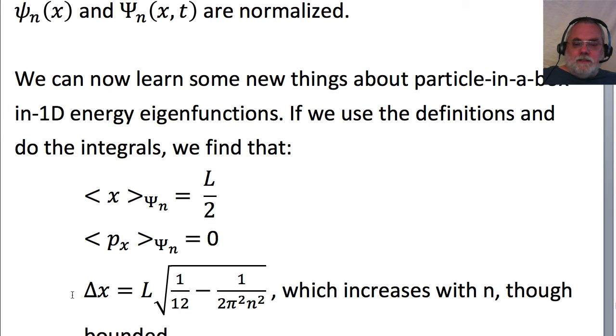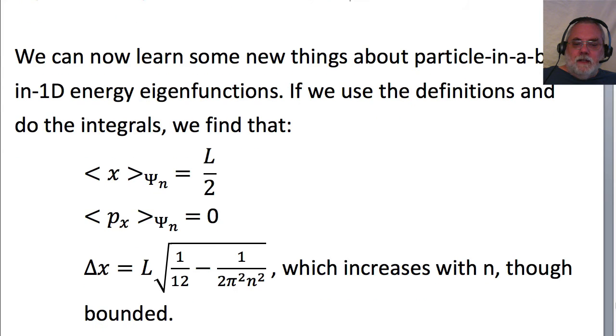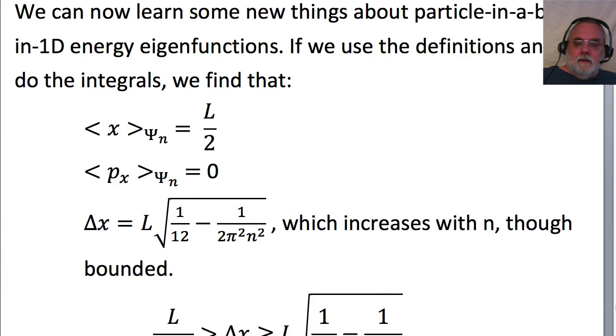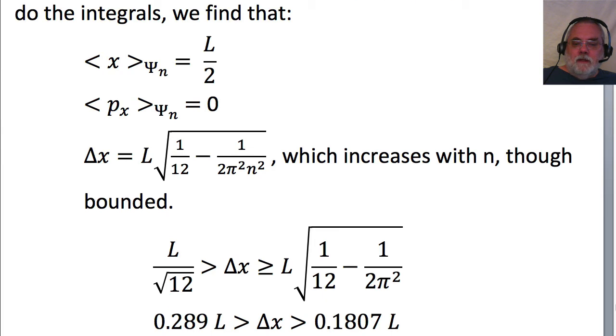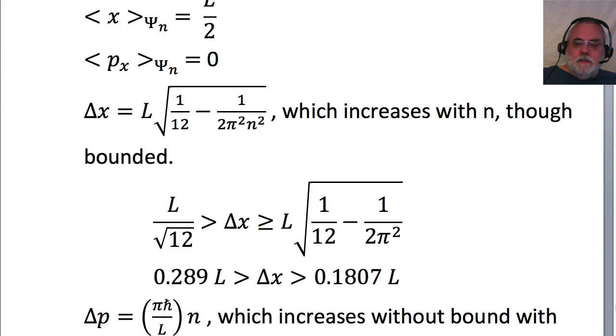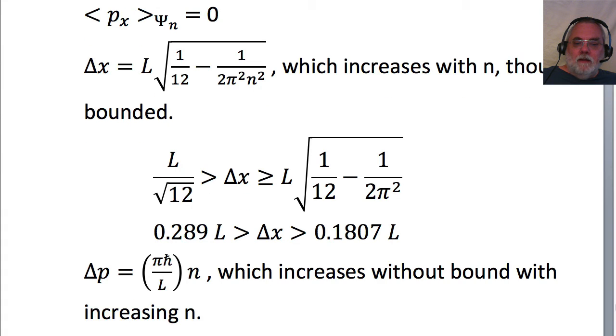We can calculate the uncertainty in position, and there we do get a formula that does depend on n, does not depend on time. The uncertainty increases with n, though it is bounded. Here is the bound for the uncertainty in position. There is an uncertainty in momentum, and it increases without bound with increasing n.